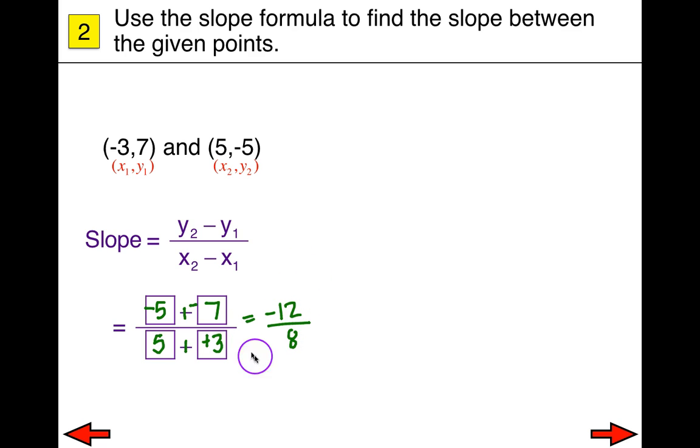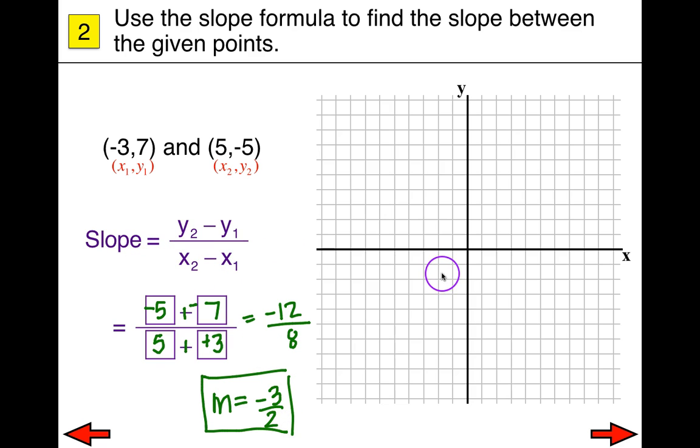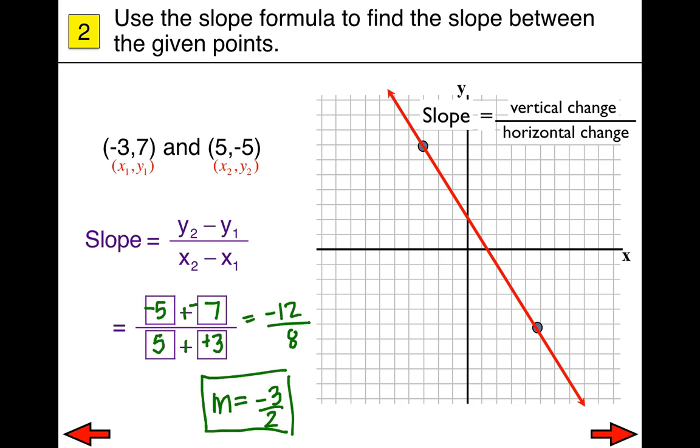Now, before I claim that I'm done, I'm going to have to check if I can reduce. In this case, I can. I'm going to divide both the numerator and denominator by 4. And the final answer is m equals negative 3 halves. So my slope is negative 3 halves, and I got that using the slope formula. But what if instead I wanted to use a graph? What would I do? I'm going to go ahead and plot the 2 points, draw my line, and determine what my vertical change is in comparison to my horizontal change.